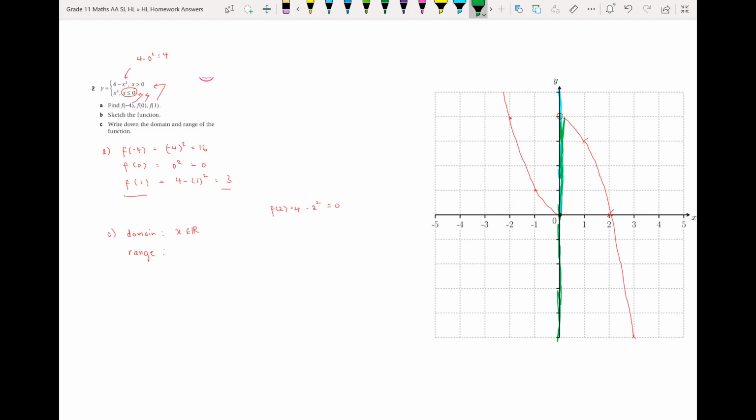So if you take the union of those two lines, it's really hard to see the blue and the green line, but if you take the union of those two, they are going to spread across the entire y-axis. Therefore, this has a range of all real numbers.